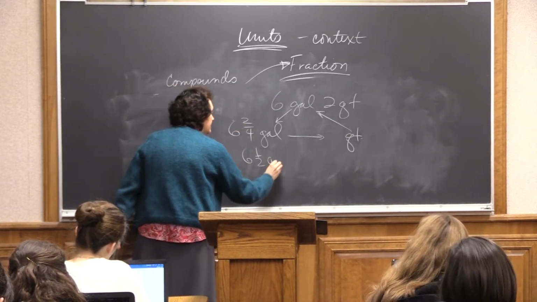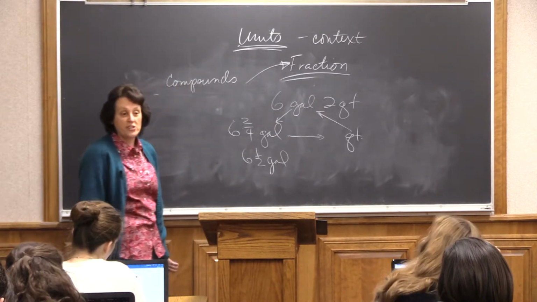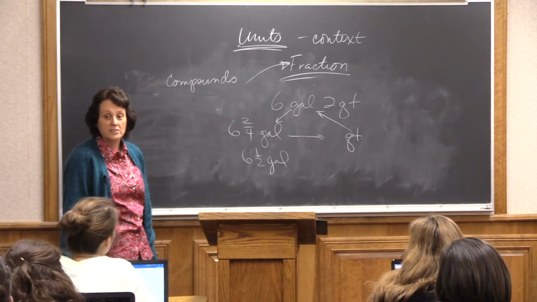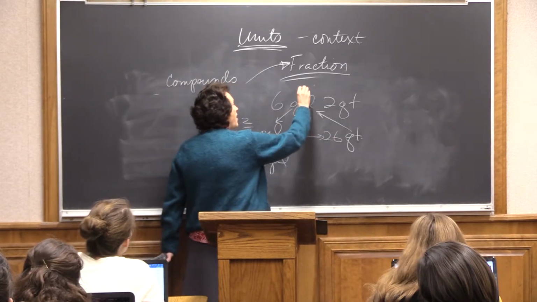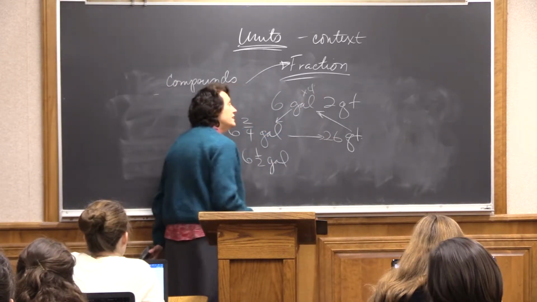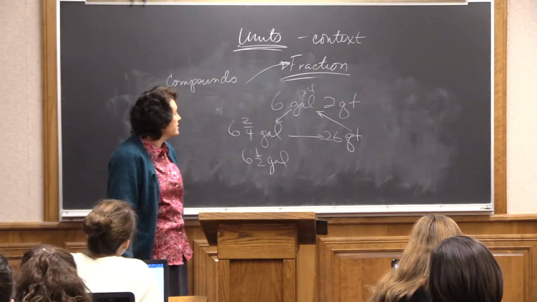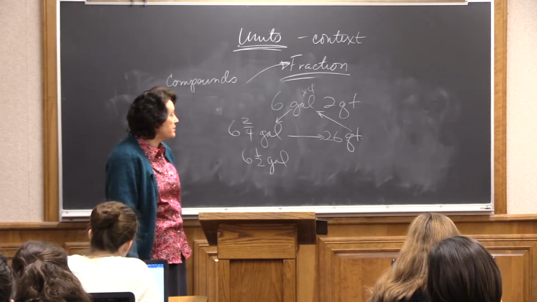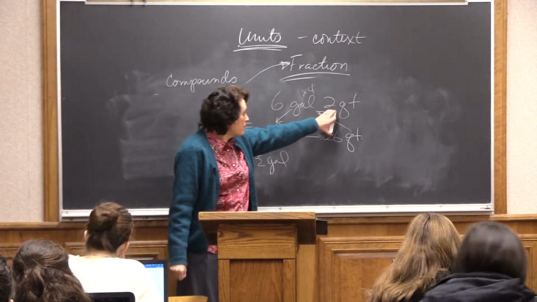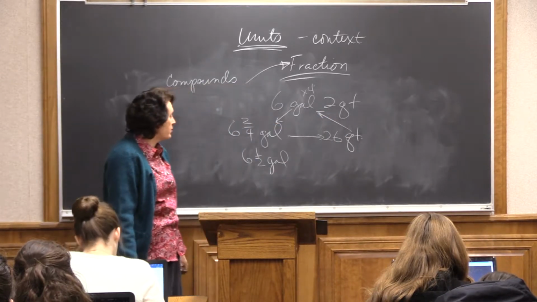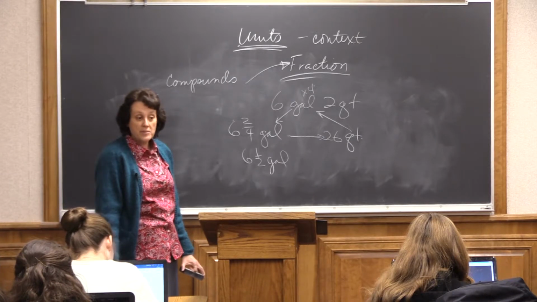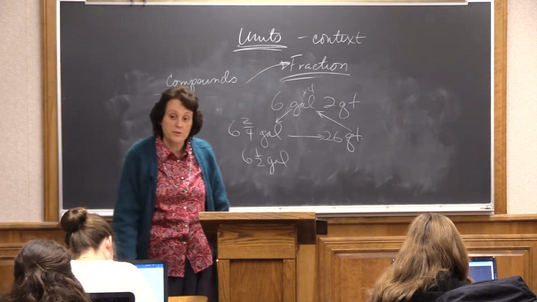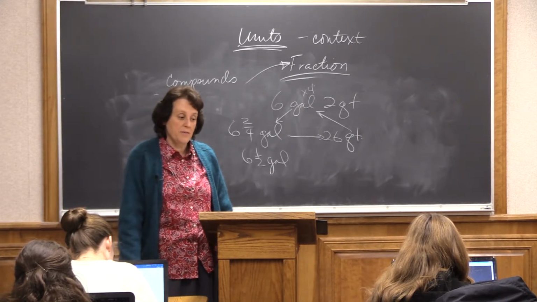6.5 gallons. How many quarts? 26. Because there are 4 quarts in each gallon, so 6 gallons is 24 plus my remaining 2 quarts, 26 quarts. And this is something that you have to spend time with and have to review even in 7th grade.